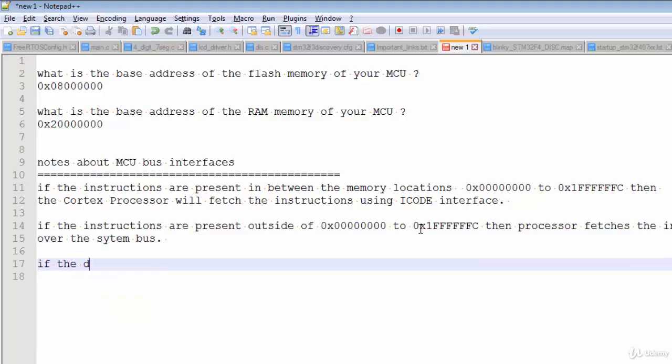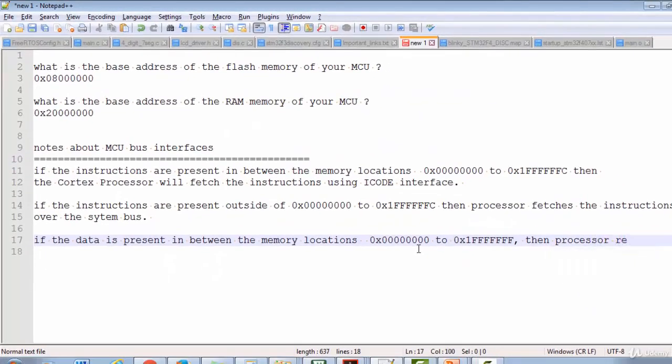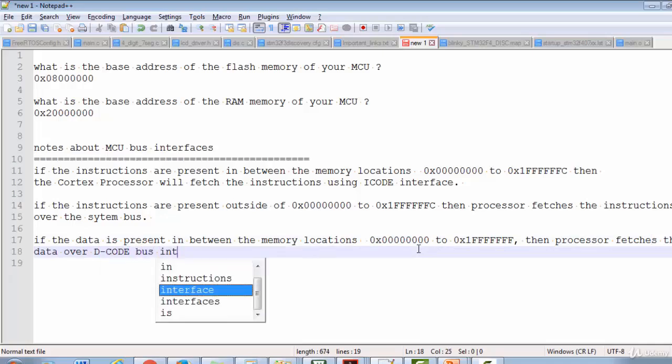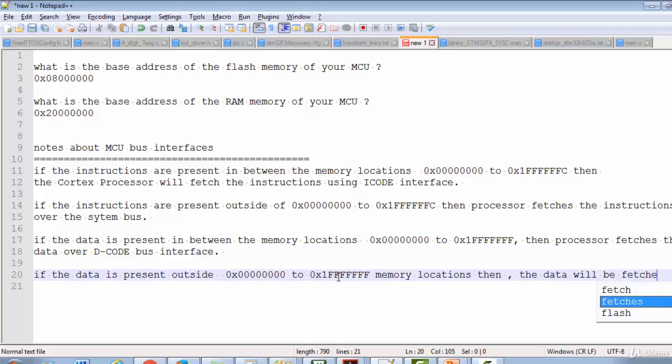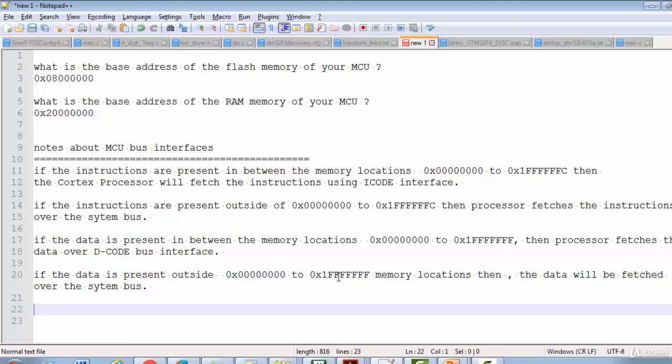Similarly, if the data is present in between the memory locations, the processor fetches those data over the D-code bus interface. Also, if the data is present outside this location, then the data will be fetched over the system bus. So that's the summary of what we have learned now.